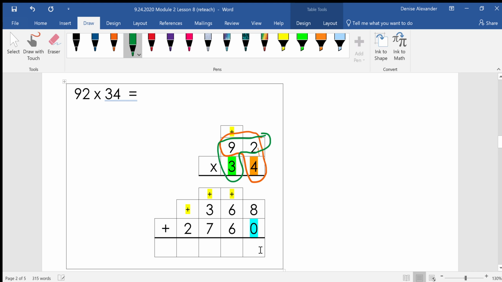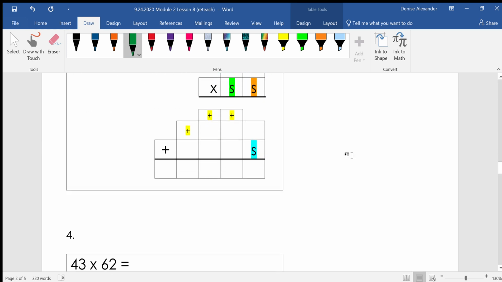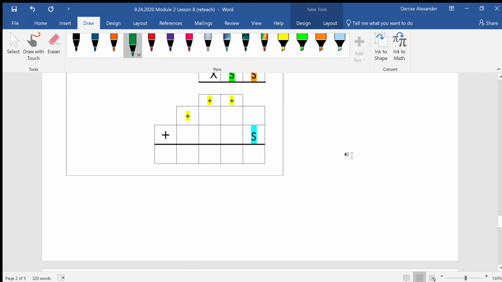And now all I have to do is add 8 plus 0, right? 6 plus 6, you're right, it's 12. Right here I'm going to carry 3 plus 7, 10 plus 1. I drop my 1, carry my 1, and I do 1 plus 3. So my answer is 3,128.